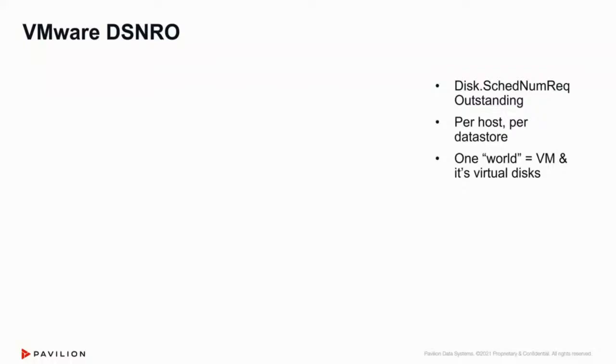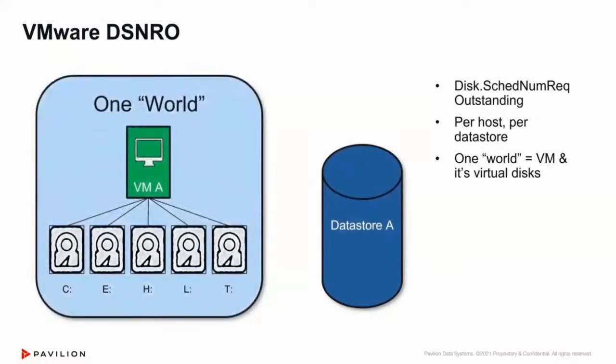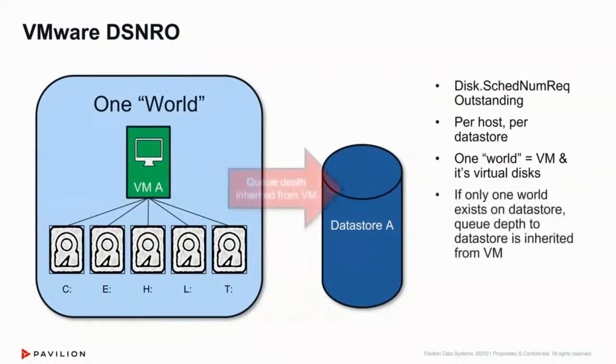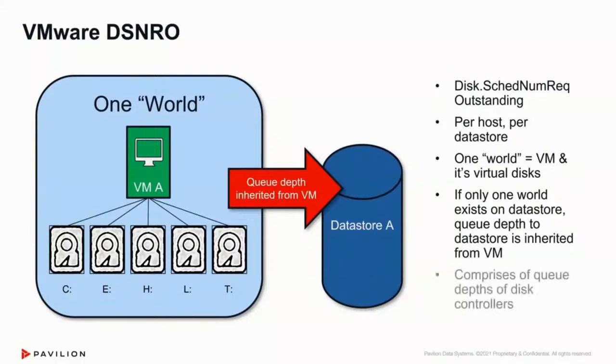I joke that VMware is the center of their own universe because a virtual machine and its dependent disks are called a world. If one and only one world exists on a VMFS formatted data store, the queue depth at that host to that data store is inherited from what this virtual machine sends to it. I'll talk about this in a minute, but if you have multiple controllers, each with higher queue depths, it could be all the way up to 256, maybe even close to 1,000. Not a big deal.